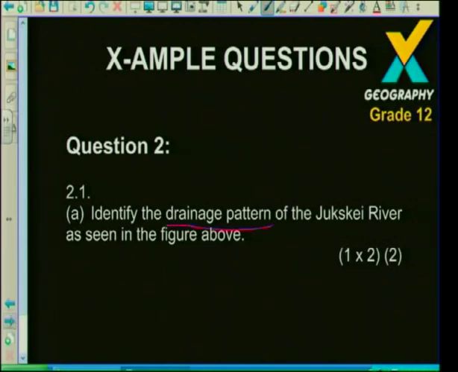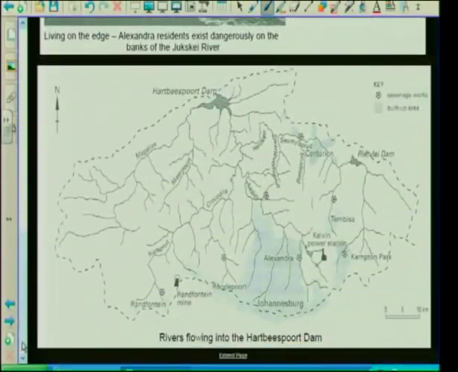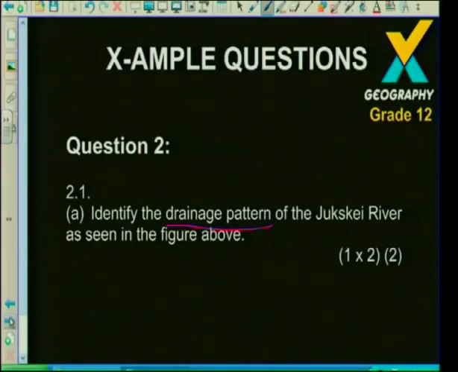When you look at the question and they ask about drainage patterns, immediately you should think about dendritic, trellis, radial, rectangular. Those are the patterns that they are looking for. And if we go back and look at the source that's been given to us, you will see that it's definitely going to be a dendritic pattern. You can see that tree-like shape coming out, and therefore our answer here is dendritic. So all you need to write down there is dendritic, and you receive your 2 marks.